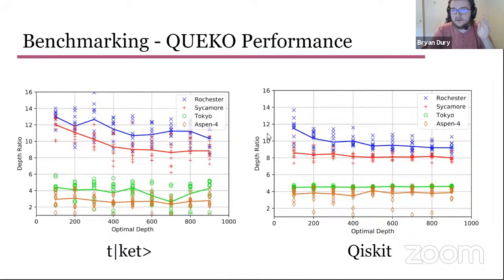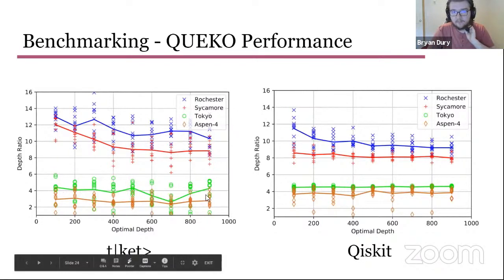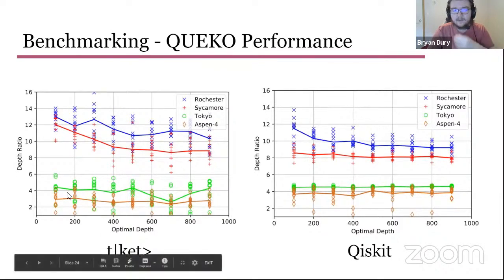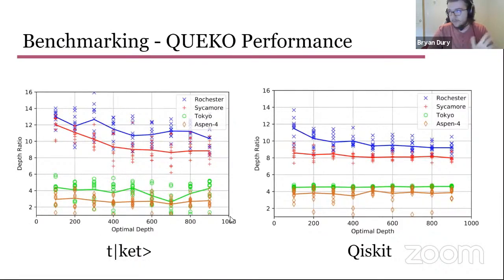And you can see this stark difference between these smaller hardware graphs and these larger hardware graphs. So Rochester and Sycamore are around 53 qubits, and Tokyo and Aspen are around 16 and 20 qubits. You can see that for the smaller machines, we're getting pretty decent results, around 2 to 4 times optimality here. This is the depth ratio. So we're just taking the circuit depth that QUBO found and dividing it by the optimal depth. If we get to here, that would be 1, the perfect case, just to square things up. So you can see that there's this large difference as we hop up to these 53 qubit machines, where we're sitting around the 10 to 14 range.